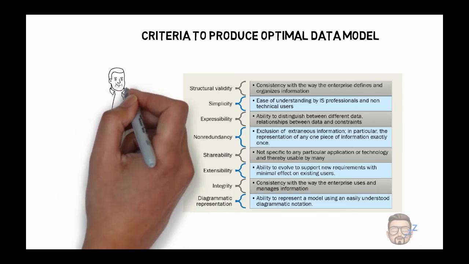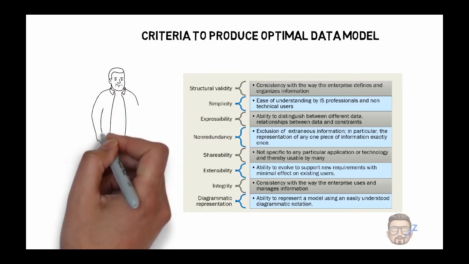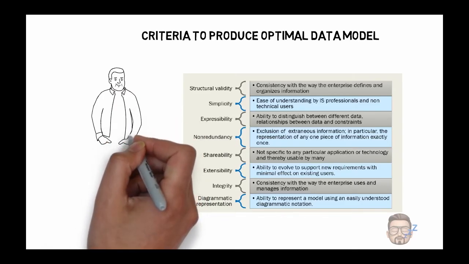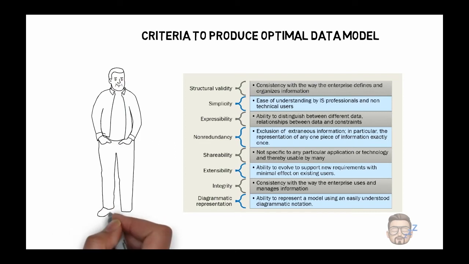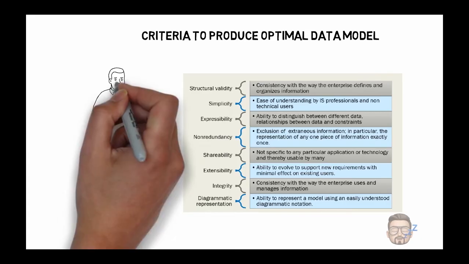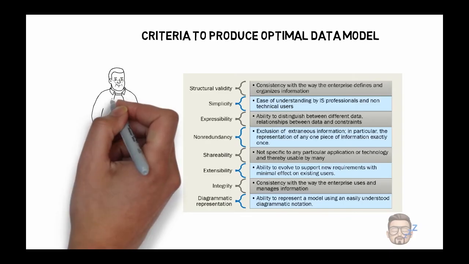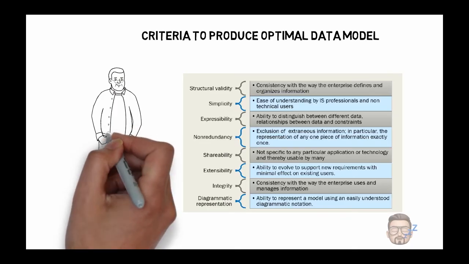Non-redundancy means exclusion of extraneous information, in particular the representation of any one piece of information exactly once. Shareability means not specific to any particular application or technology and thereby usable by many. Extensibility means ability to evolve to support new requirements with minimal effect on existing users. Integrity means consistency with the way enterprise uses and manages information. Diagrammatic representation, ability to represent a model using an easily understood diagrammatic notation.